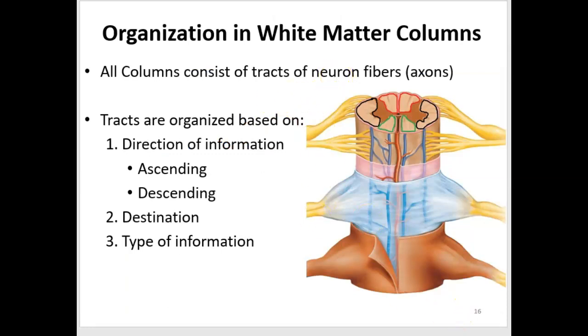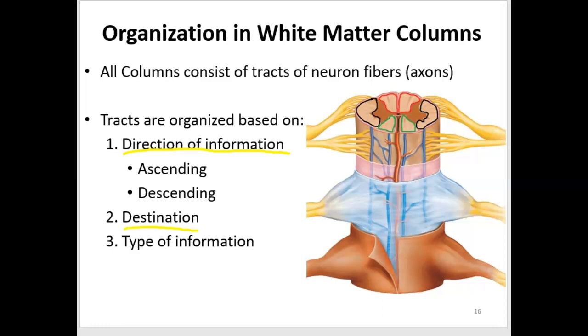The white matter columns also are organized by types of information, but first we just call them ascending or descending because they're axons. So axons are just traveling, they're sending a signal either from the body to the brain or from the brain to the body. So the white matter columns have different tracts, and the tracts are based on what direction the information's going. Is it going up or down? Where is it going? What's the final destination?